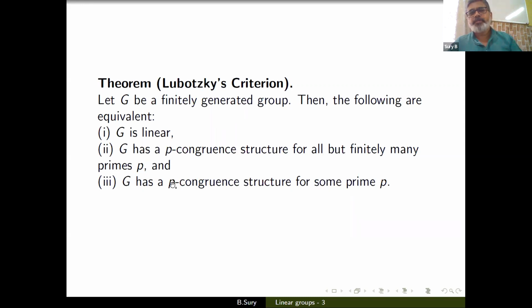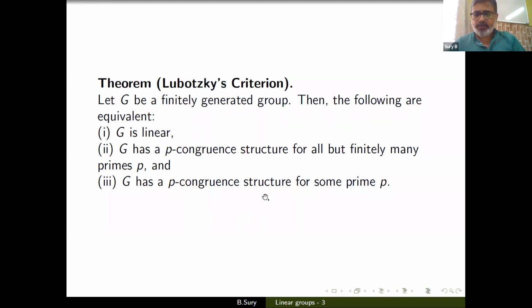This is the kind of theme which comes up in this kind of mathematics. If you say for some prime, then it follows for almost every prime. The ideas are so connected like that. You need to check only one, but then it holds for almost all. These are all equivalent. Because suppose I don't state part 1. Suppose I say for a finitely generated group, 2 and 3 are equivalent. That means it has a P-congruent structure for some prime P if and only if it has one for all but finitely many. Already it's striking. You don't know how to approach it then. But the point is, it drops out of these kinds of ideas. Of course, I'm not going into this proof.